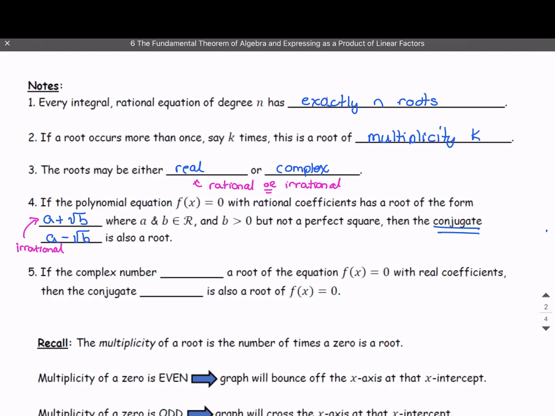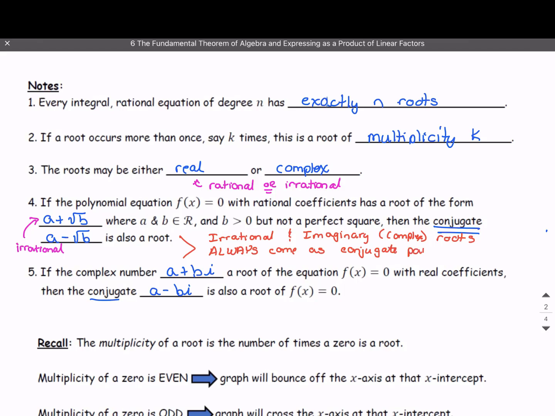And those are not the only kinds of roots you find from the quadratic formula. You can also find a complex or imaginary root, a plus bi. If that's a root, then so is its conjugate, a minus bi. So it's important to remember that both irrational and imaginary or complex roots always come as conjugate pairs.